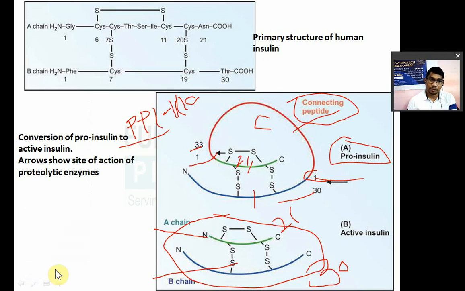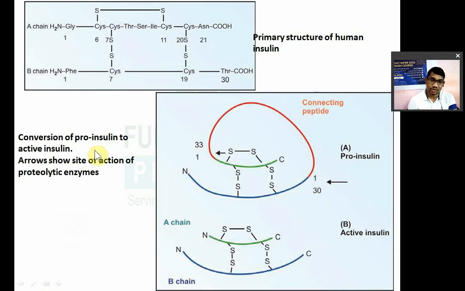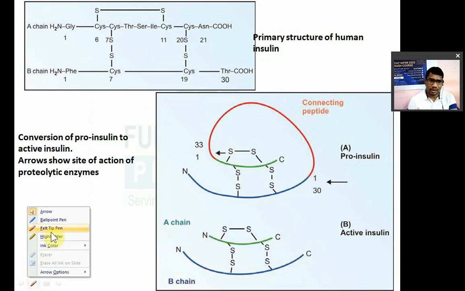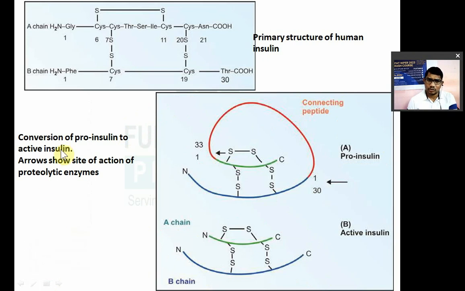So remember, in a pre-pro insulin 110 amino acids होता है, ठीक है? उसके बाद में pro insulin बनता है, उसमें 86 amino acids होता है. उसके बाद में insulin बनता है, इसमें 51 amino acids होता है. So 110, उसके बाद 86, उसके बाद 51 amino acids. Are you getting or not?